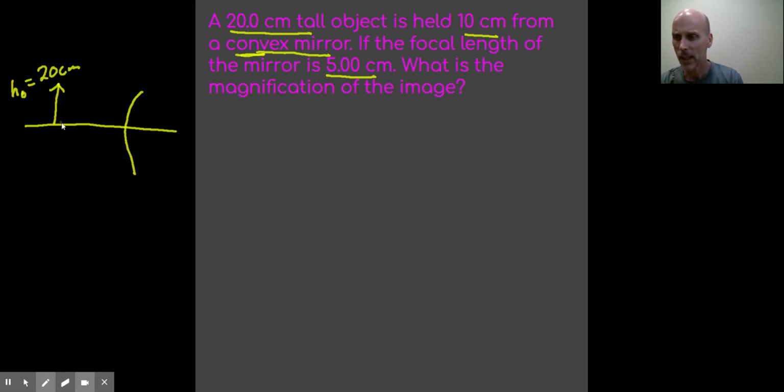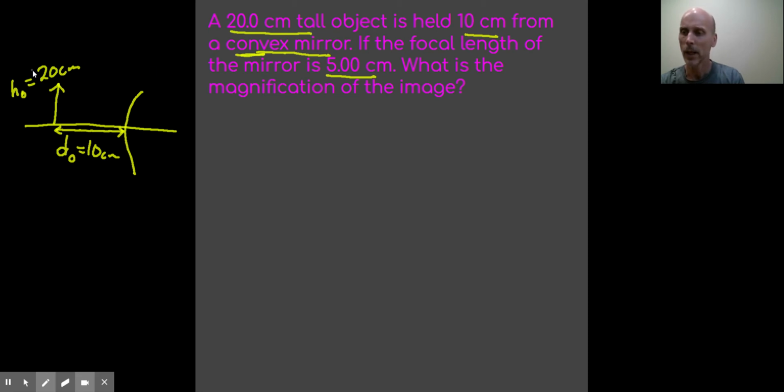It's held 10 centimeters in front of the mirror. So from here to the mirror, that sounds like they're describing to me the distance to the object is 10 centimeters. And it's a convex mirror. So as I'm going through, if I draw this out, I start to get a sense of whether or not things are positive or negative.